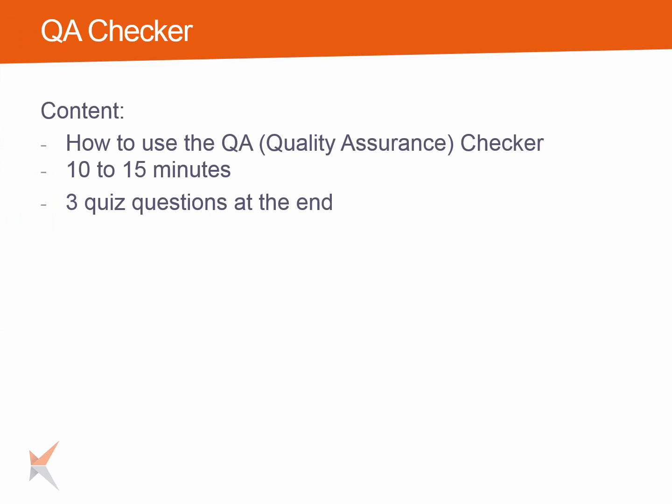We will show you how to use the QA checker to find and correct mistakes regarding numbers, terms, punctuation and so on. This module will take between 10 and 15 minutes to go through. At the end, there will be 3 questions to test your understanding of the topics that were covered.